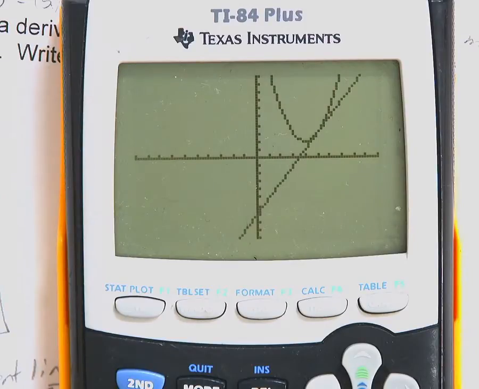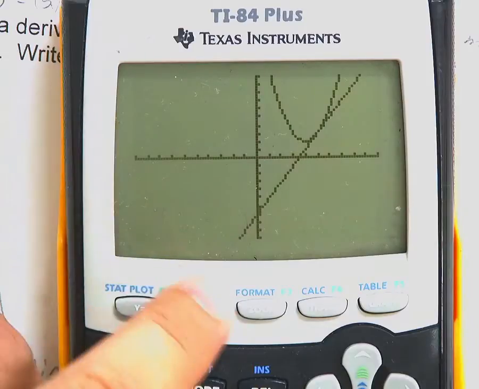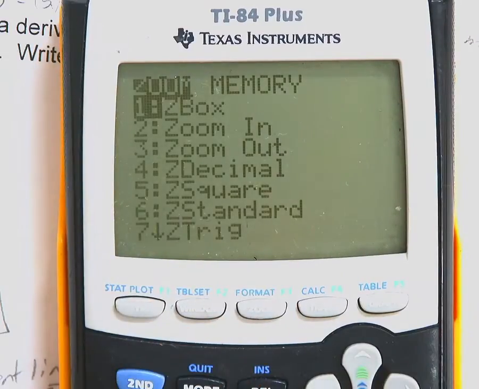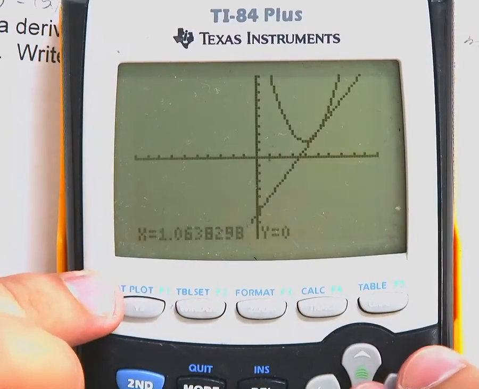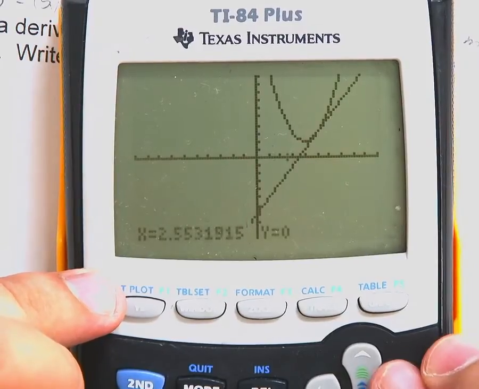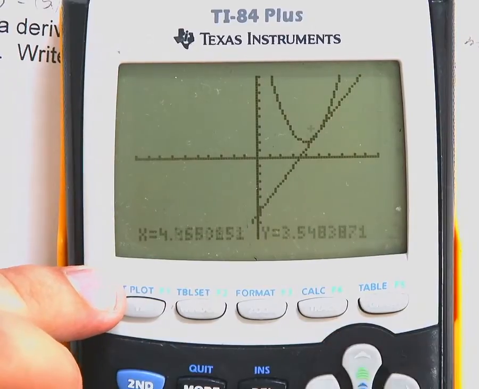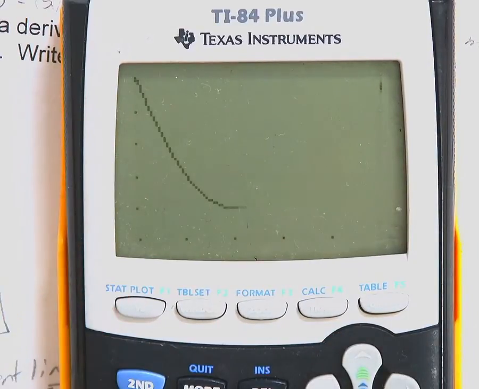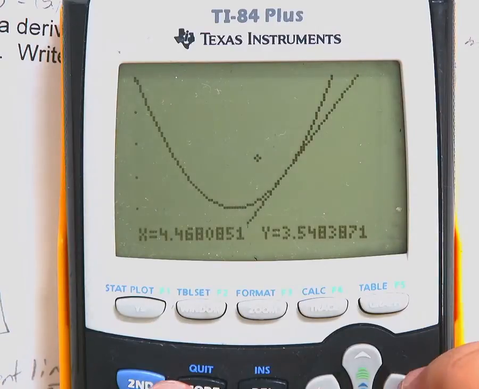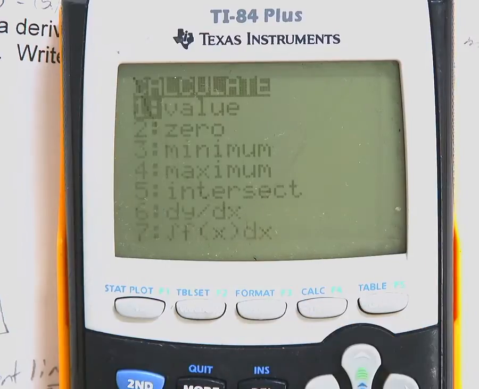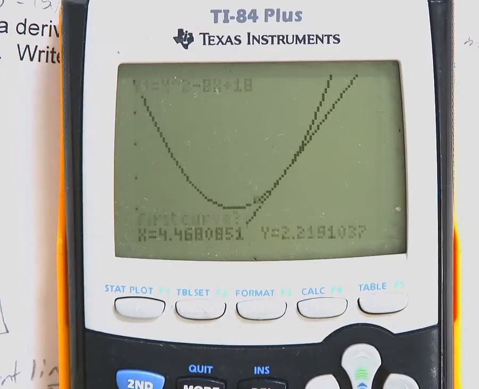Bam! Now you may be saying, Mr. Ballard, it looked like it touched it twice. Okay, I'll zoom in just to make sure. Just to prove it to you, let's do a calculate, intersect, first curve, second curve. Guess. One time, 5 comma 3.